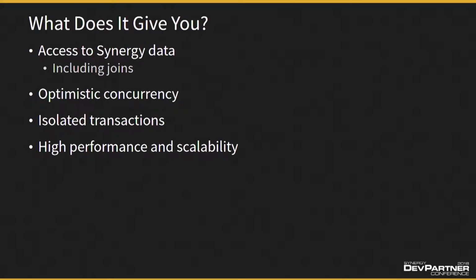What does it give you? So access to Synergy data, of course. This includes joins and all sorts of filtering type operations and the things that Entity Framework offers. It gives you optimistic concurrency. I talked about that a little bit in the prior presentation. It gives you isolated transactions.